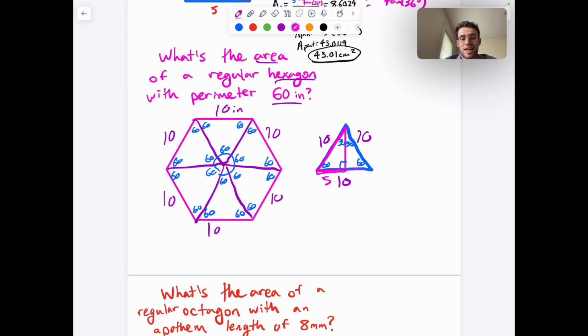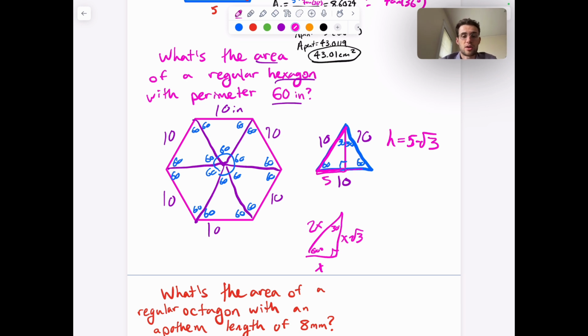With a 30, 60, 90, the sides will be in the ratio of x to x root 3 to 2x, with the biggest side opposite the 90 degree angle, the x root 3 opposite the 60 degree, and the x opposite the 30 degree. So that means that in this case our x is 5, 2x is 10, and the height, x root 3, will be 5 times the square root of 3. So in this case we don't even need to use trig, just because for a regular hexagon, they're equilateral triangles. So we already know the height is 5 root 3.